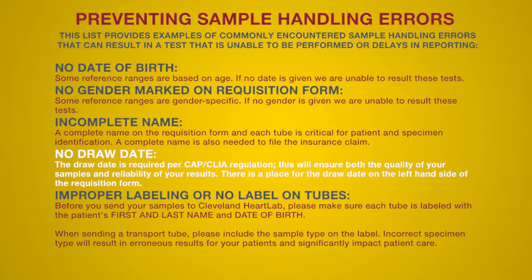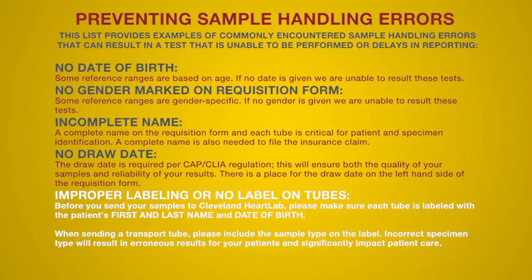No draw date. The draw date is required per CAP CLIA regulation. This will ensure both the quality of your samples and reliability of your results. There is a place for the draw date on the left-hand side of the requisition. Improper labeling or no label on tubes. Before you send your samples to Cleveland HeartLab, please make sure each tube is labeled with the patient's first and last name and date of birth. When sending a transport tube, please include the sample type on the label. Incorrect specimen type will result in erroneous results for your patients and significantly impact patient care.